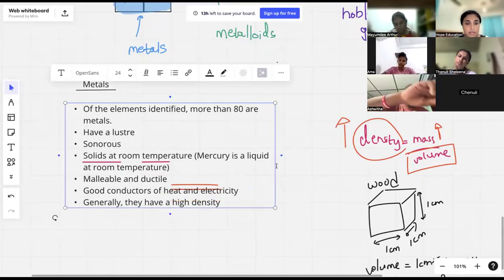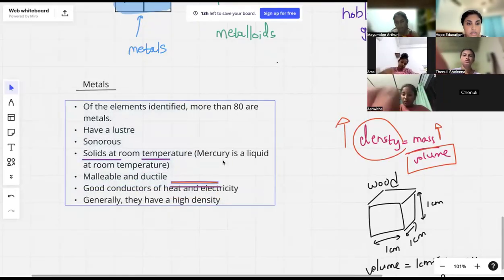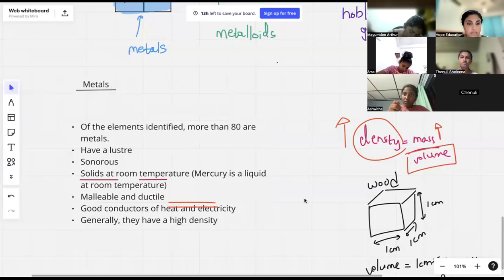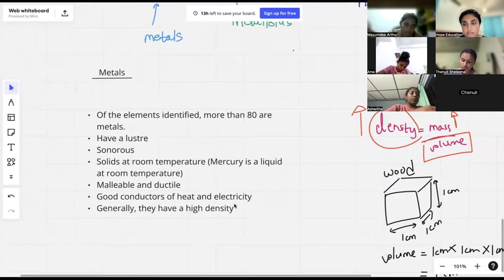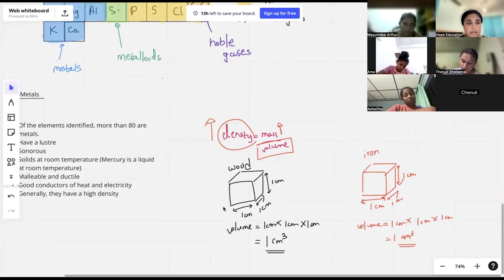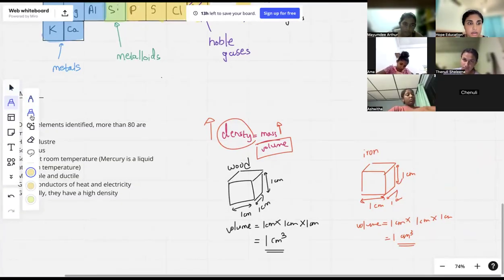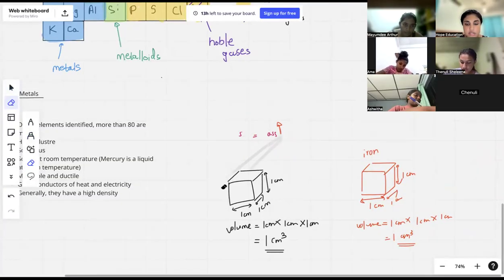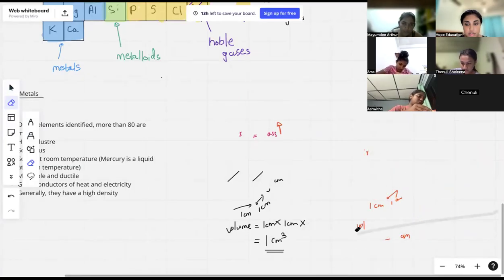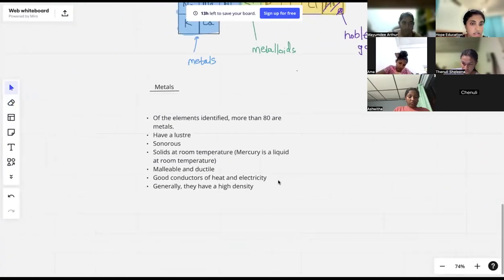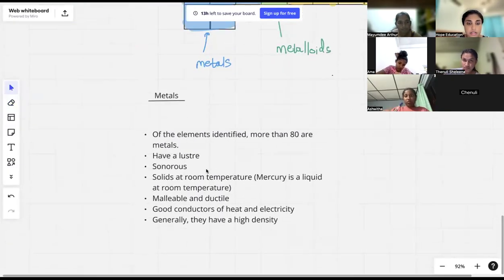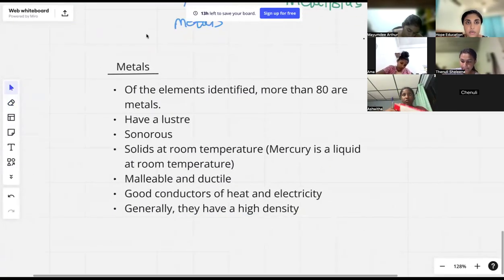Okay, quickly write and draw this. So can I write these points? Just the features of the metals, nothing big. These are just the properties of metals. Some points are just for you, just to explain. You don't need to write these. Just write these points of metals quickly.